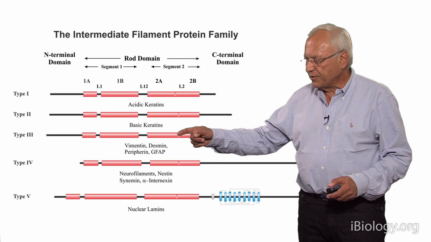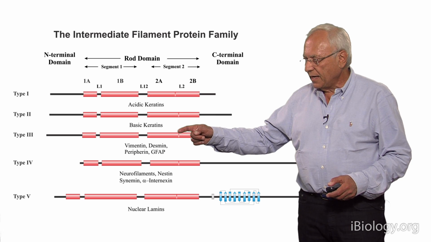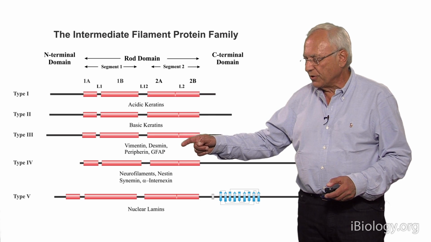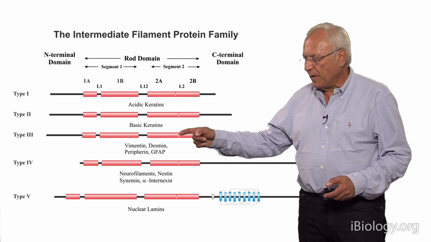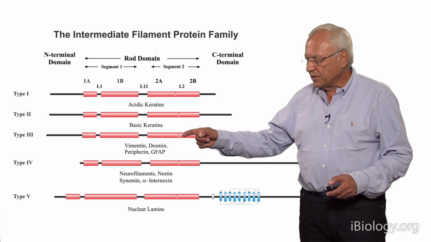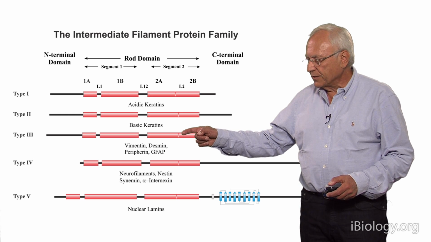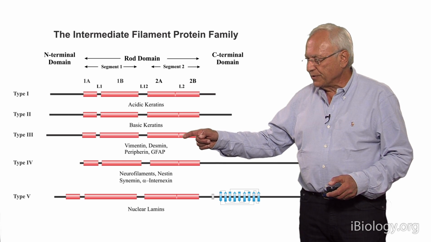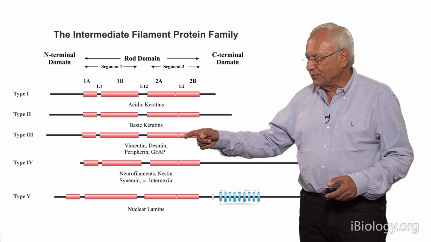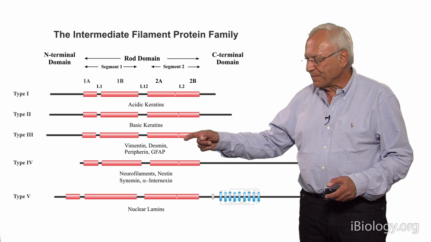In the case of the type 3 intermediate filaments, such as Vimentin, desmin, peripherin, and glial fibrillary acidic protein, these form homopolymers. And in fact, Vimentin will be the major topic for today because it's the simplest type of intermediate filament protein, having only one protein chain which self-assembles into 10 nanometer filaments.